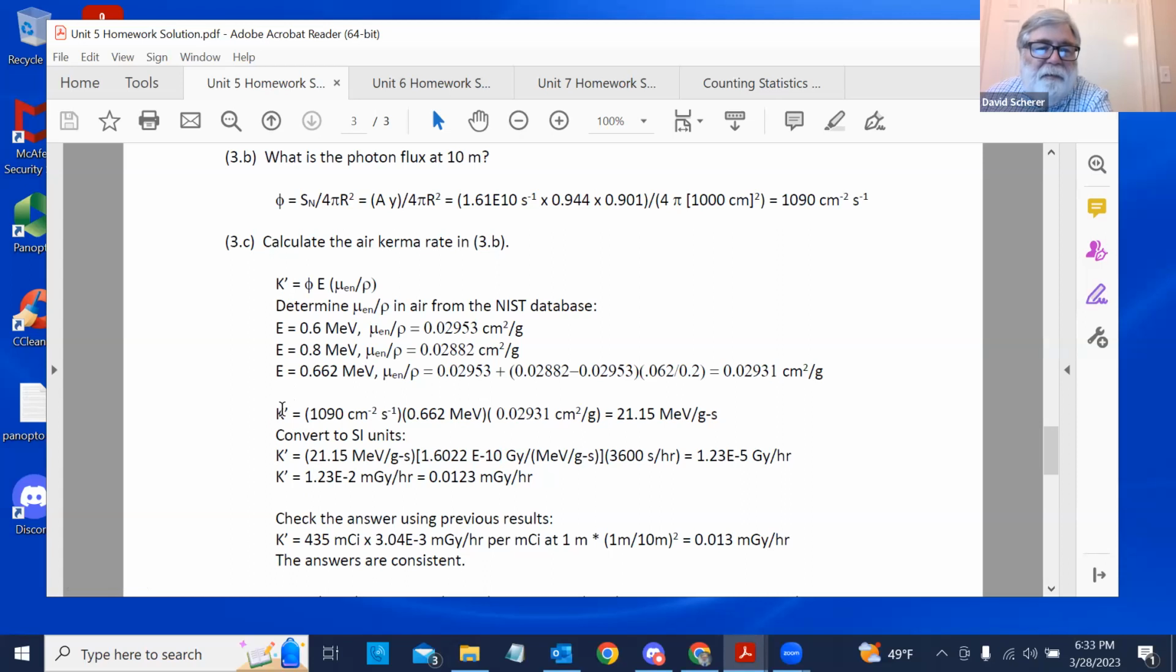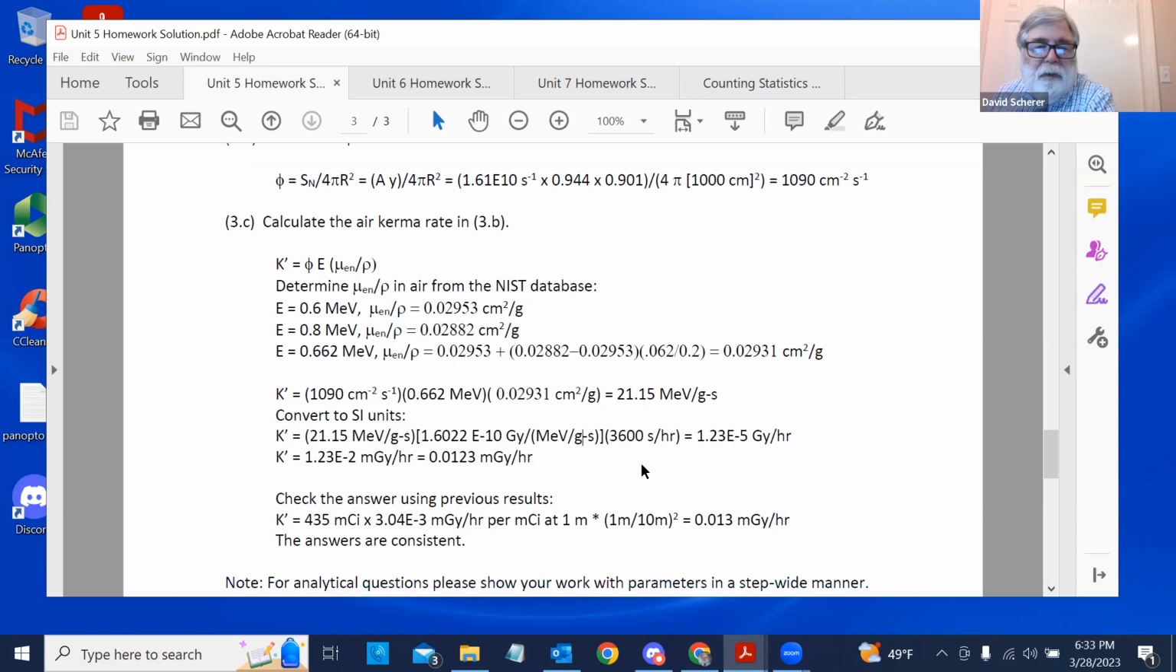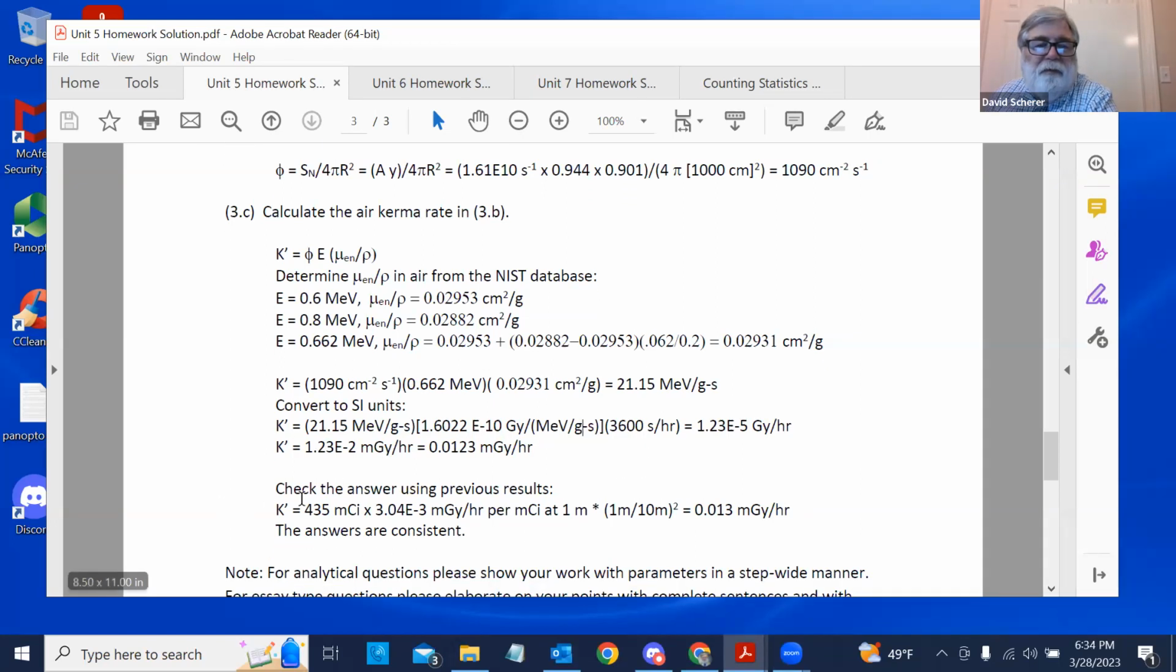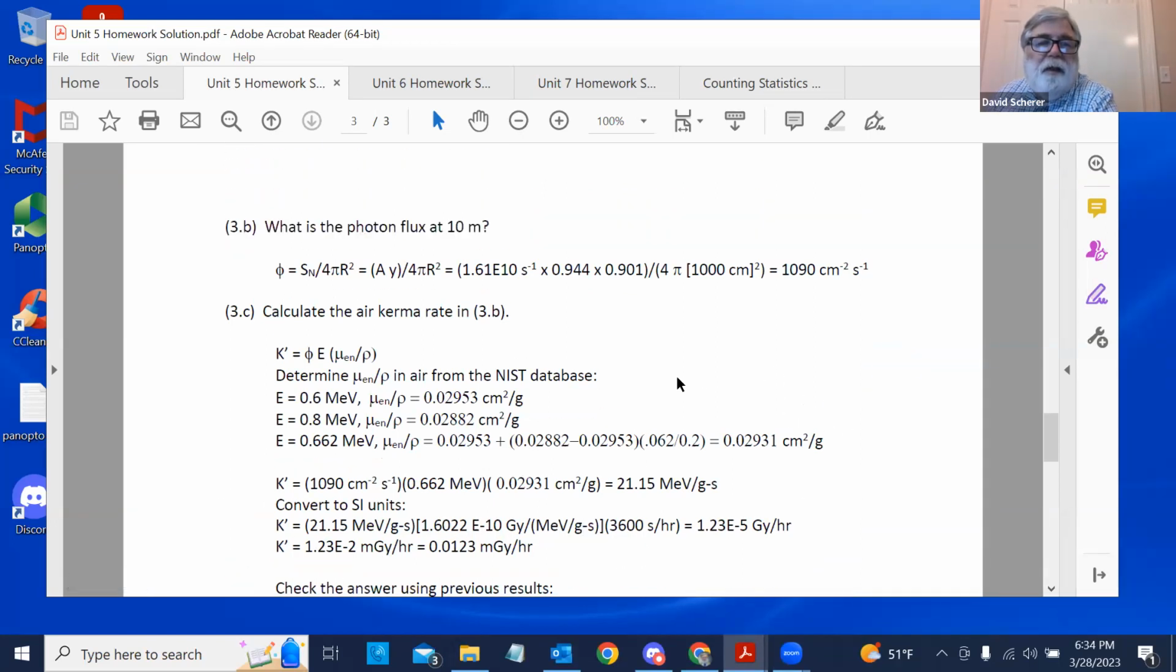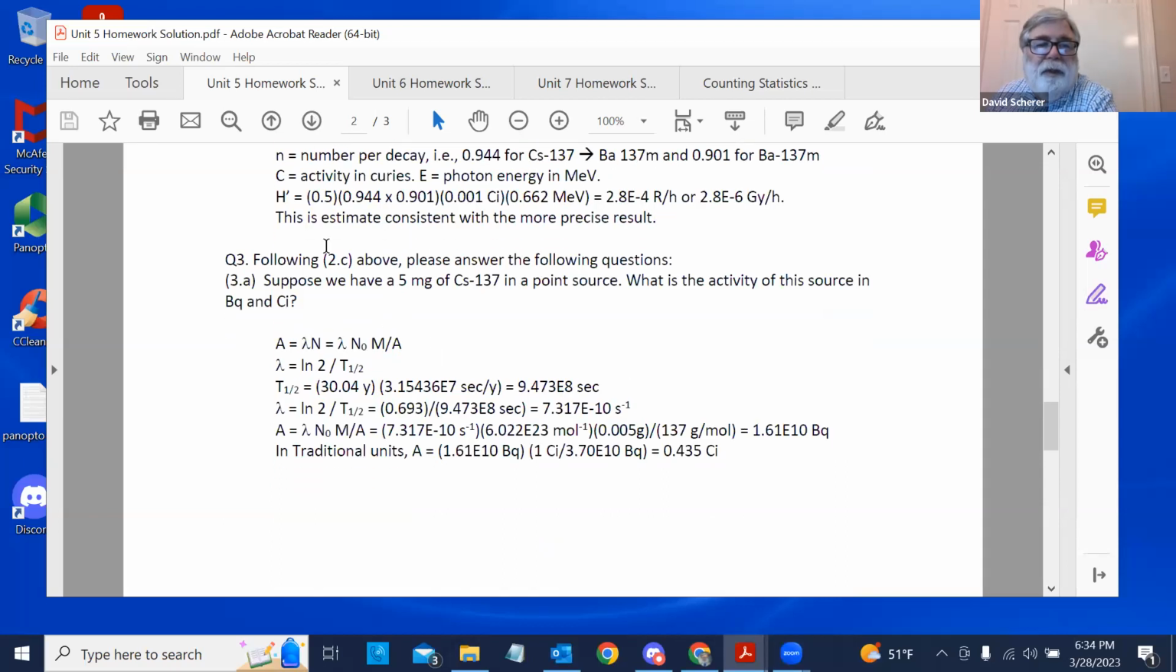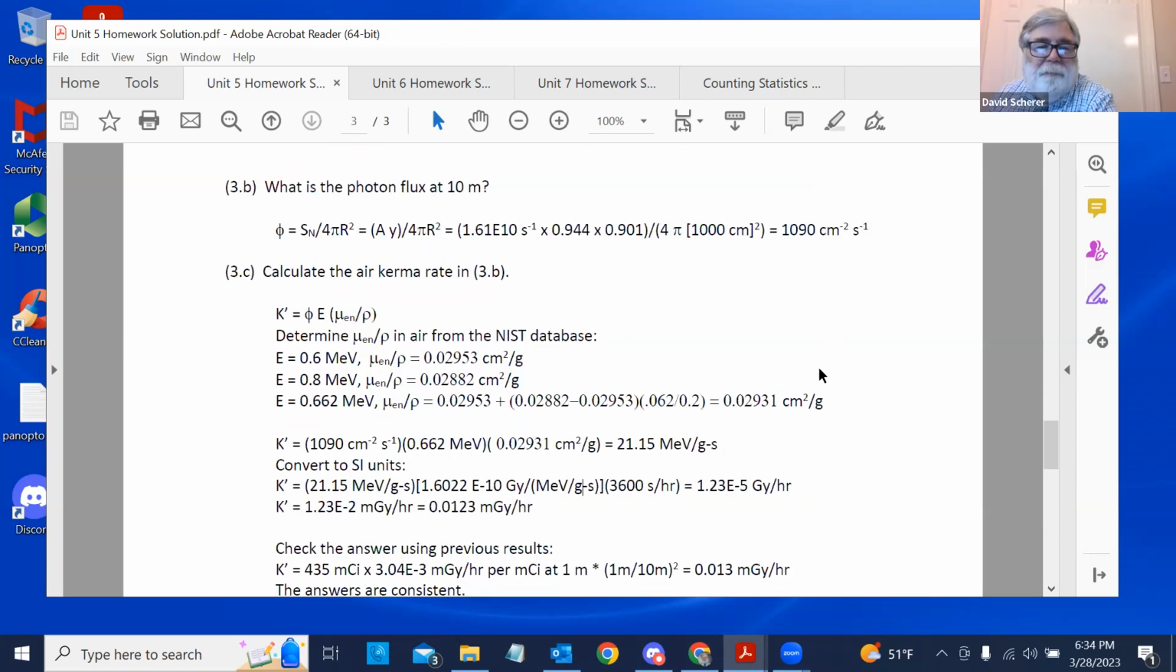But what I'm using here with these primes, this is a dose rate. This is the air Kerma rate. So I use prime because I can't put a dot, which is a traditional symbol for time derivative. I can't do that while I'm typing, so I use the prime, and that's what I calculated it to be. So then I said, let's check this answer with the previous result. In the previous result, we said, what is it for this source? What's the activity at a meter?